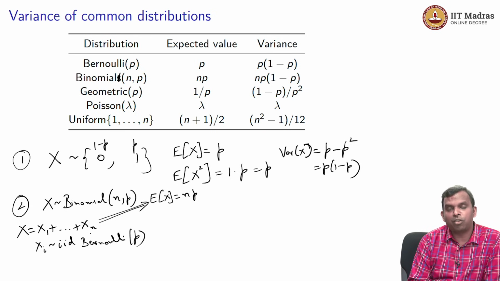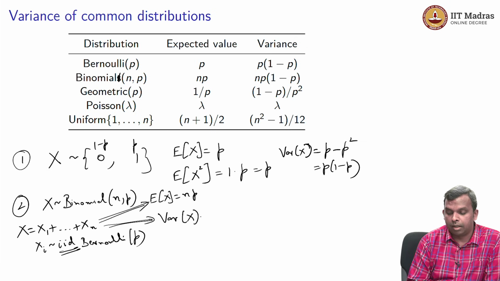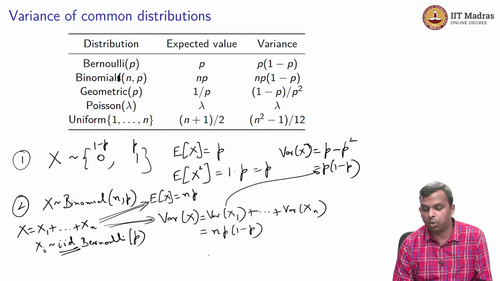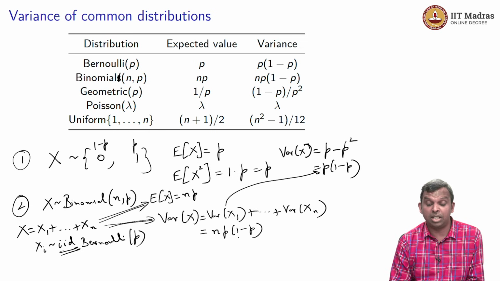Now we know we can use it for variance also. Why? Because these are IID, independent. So that implies variance of x is simply variance of x1 plus dot dot dot variance of xn. So each of these is just Bernoulli, so that's p times 1 minus p, so n times p times 1 minus p. Look at how easy it was.